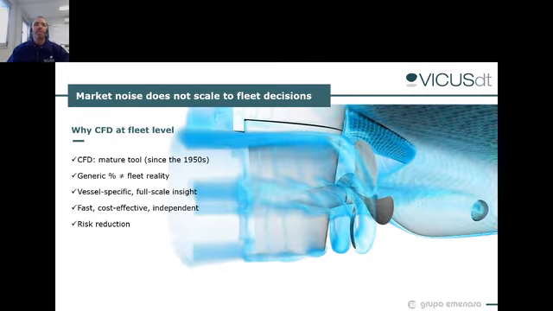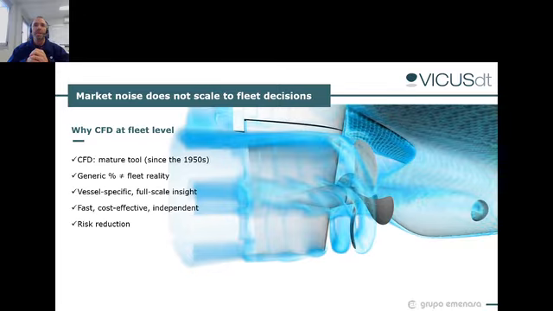The generic percentages that are promised don't scale well to the reality of the fleet, so you have to keep that in mind. What was working on a certain ship may not work even on sister vessels, which must be analyzed in much detail, as we will see later. Computational fluid dynamics allows us to get into all these insights. It's very fast, very cost efficient, and it's an independent assessment, so it can be made independent of what the vendors are promising, and it reduces the risk on the investment decision.